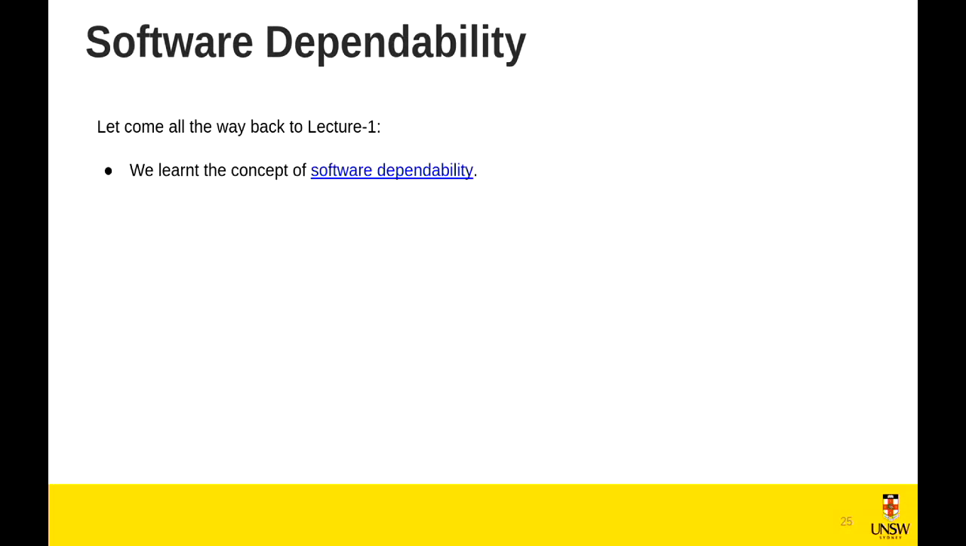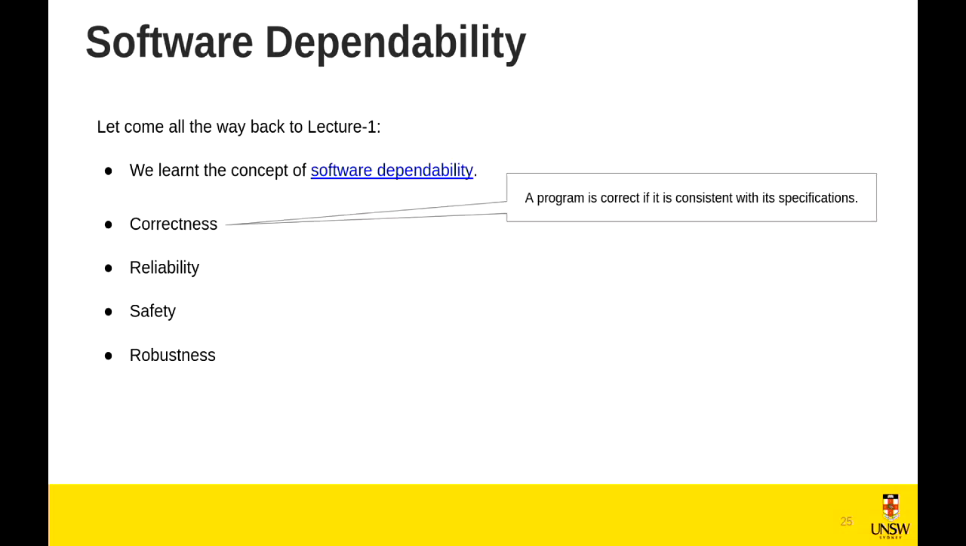We actually encountered software dependability in lecture 1. I hope you can still remember that. That's a long time ago. We learned the concept of software dependability, and there are 4 properties for software dependability. The first one is correctness. The second one is reliability. The third one is safety. The last one is robustness.